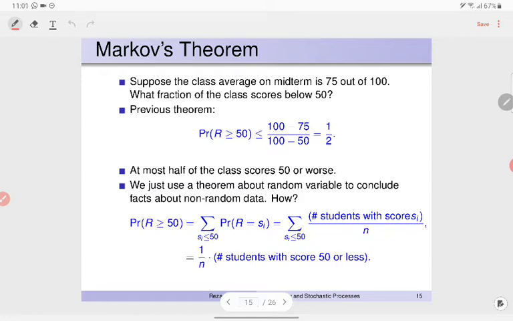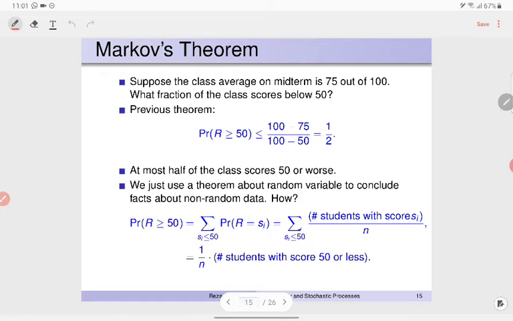And then you ask yourself, what fraction of the class scores below 50, for example? Then the previous theorem basically allows us to compute this, namely the probability that R is larger or equal to 50 is less or equal to (100 - 75) divided by (100 - 50), namely 1/2. That means that at most half of the class scores 50 or worse.